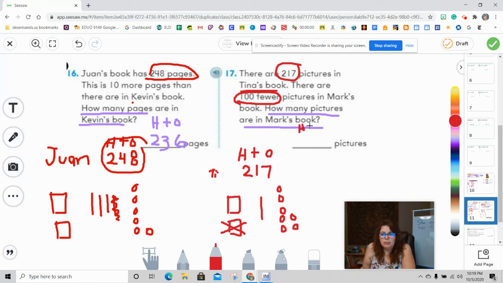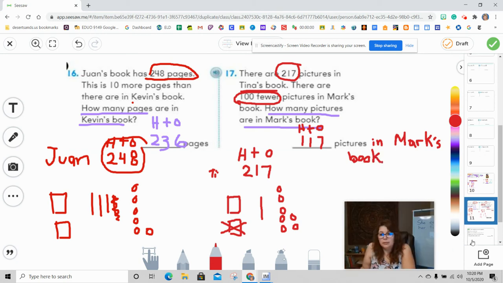HTO for the new number for Mark's book. There's 100, 1 ten, and there's 7 ones. Pictures in Mark's book. If I wanted to answer in a complete sentence, I would probably do it this way.